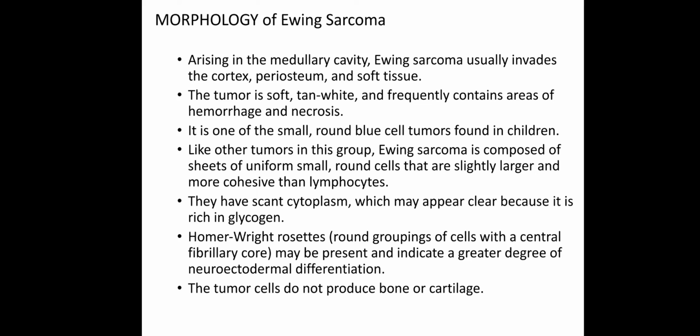Like other tumors in this group, Ewing sarcoma is composed of sheets of uniform cells, all similar and round, that are slightly larger and more cohesive than lymphocytes: a bit bigger than lymphocytes, and cohesive, meaning close to one another. Now we will see the slide. They have scanty cytoplasm. We said the nucleus is enlarged, so it takes up the cytoplasm. Scanty cytoplasm may appear clear because it is rich in glycogen, so it appears clear.